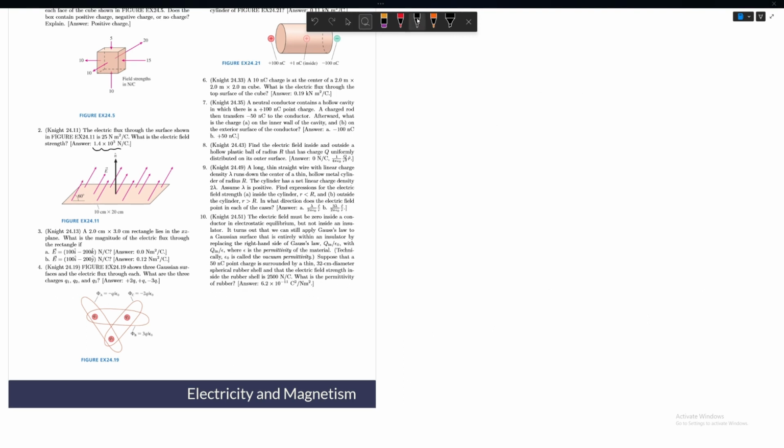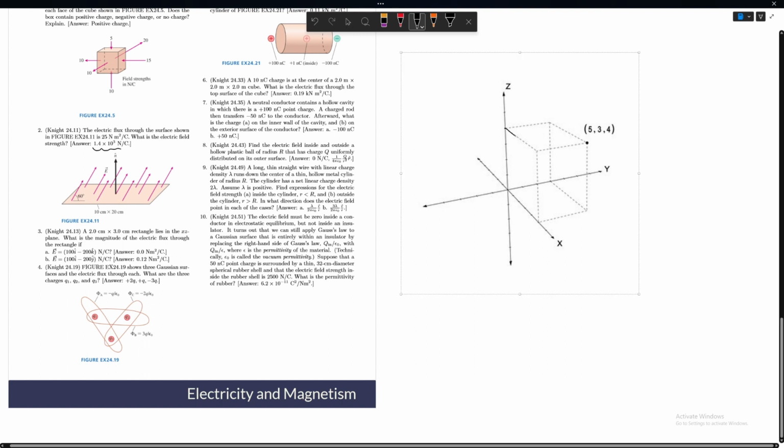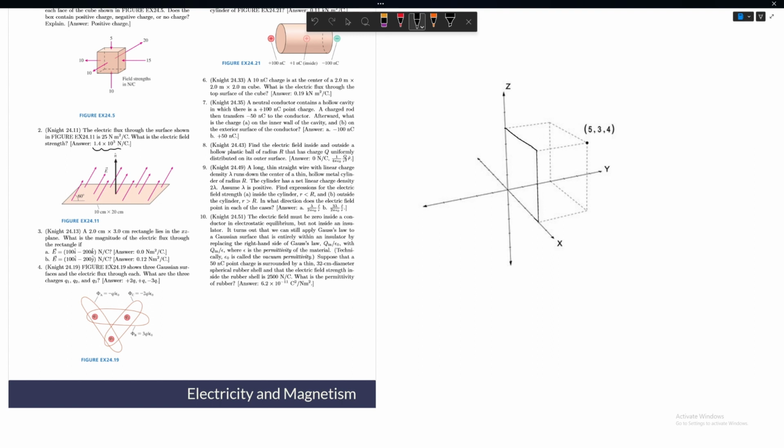All right, hello people. This is problem number 3. This states we have a 2 centimeter by 3 centimeter rectangle that lies in the XZ plane. Let me go grab some, or steal some, I should say. Voila. There you go. So this is my X and that's my Y. It lies something like this. That's my plane.